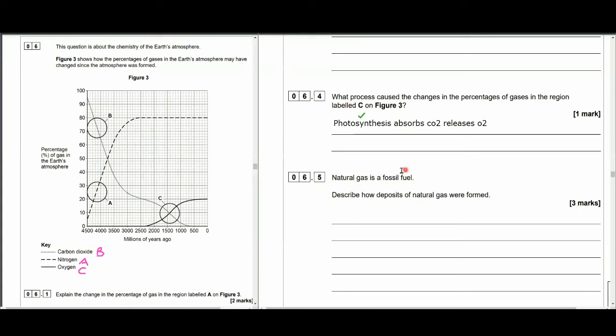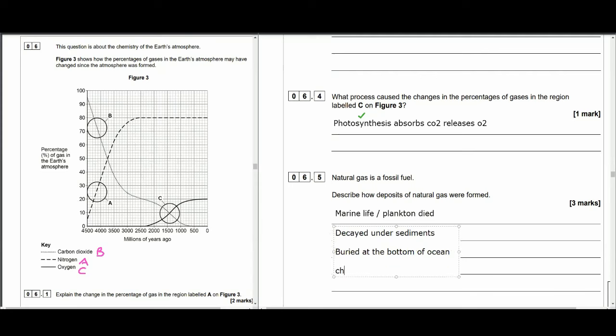Now, natural gas is a fossil fuel, things like methane. Describe how deposits of natural gas were formed. So, what happened is marine life, like plankton, died, fell to the bottom of the sea, got buried under layers of sediments, and they decayed under unique conditions. We normally call them anaerobic, without oxygen, but you can just say buried at the bottom of the ocean under layers. And then we have two conditions needed to turn them into crude oil and natural gas, and that's heat and pressure. So your key points here are marine plankton decayed with heat and pressure. Best to say anaerobic decay.